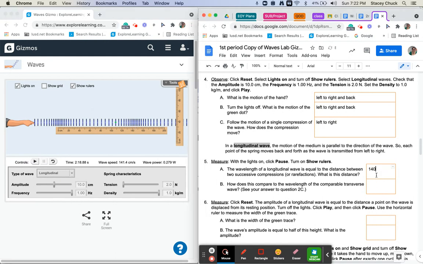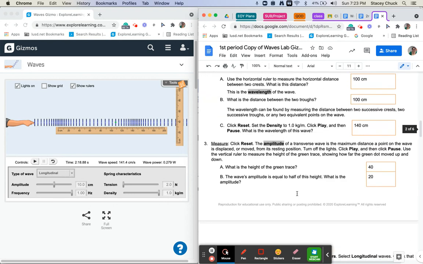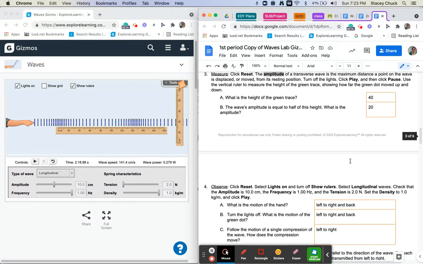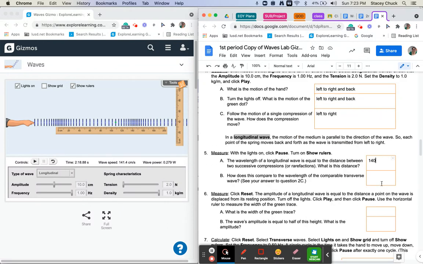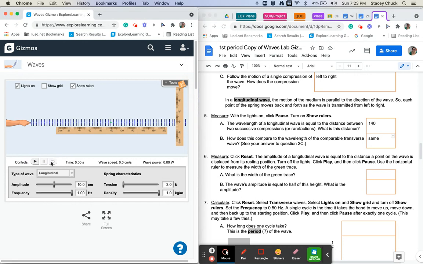140 centimeters. How does the wavelength compare to the transverse wave? See your answer to 2C. 140. It's the same actually. Okay. It should be the same. Next, we're going to click reset.